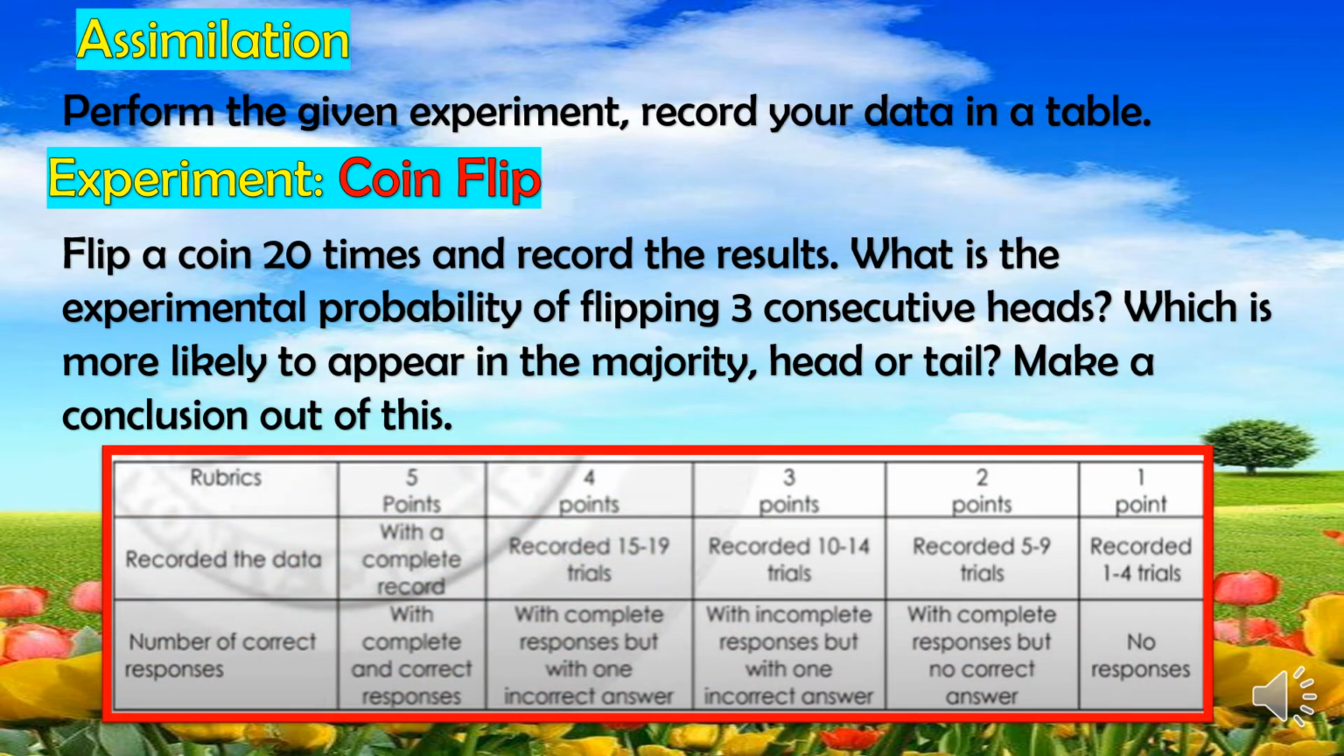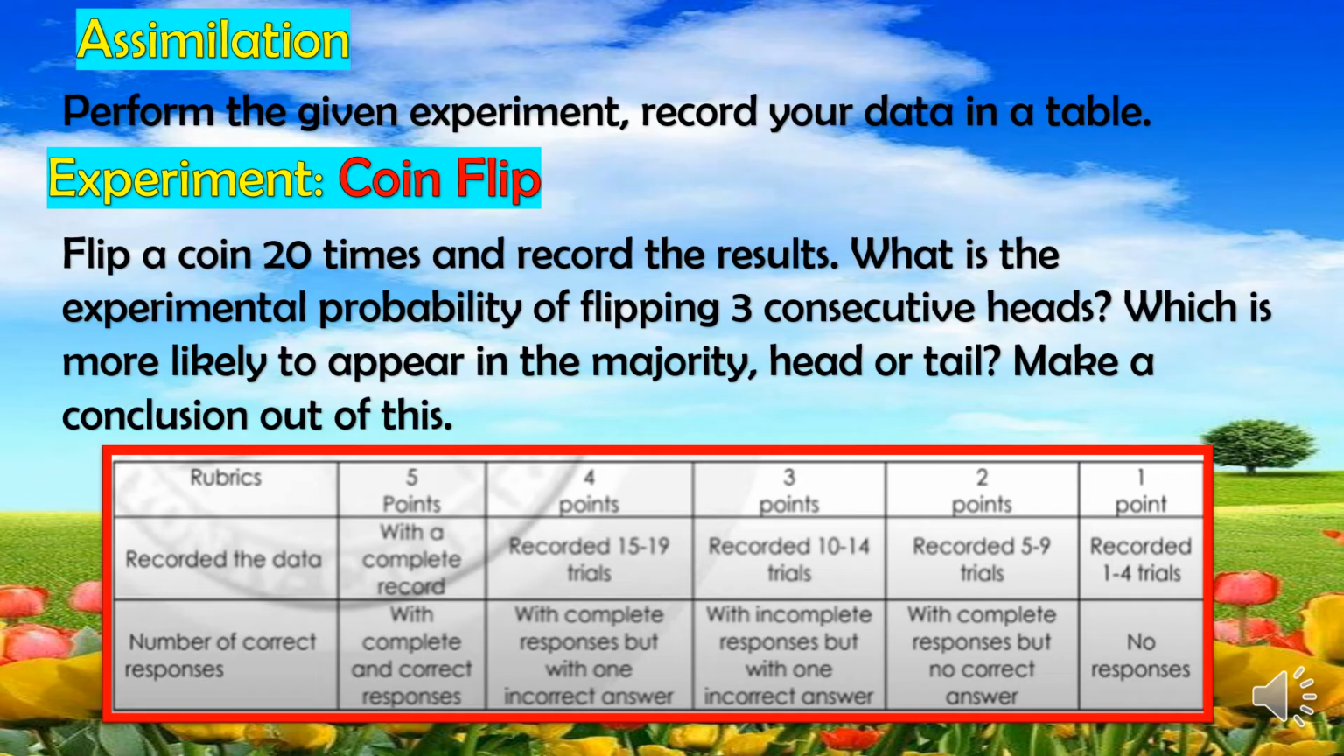You can use the rubrics. You have the recorded data and the number of correct responses. You will get 5 points with a complete record and with complete and correct responses. You will get 4 points if the record is 15 up to 19 trials, with complete responses but with 1 incorrect answer.